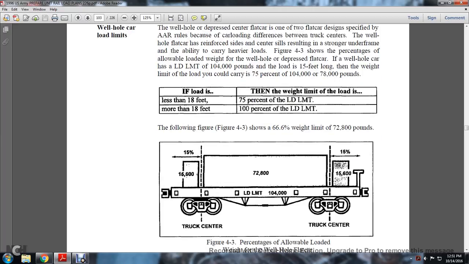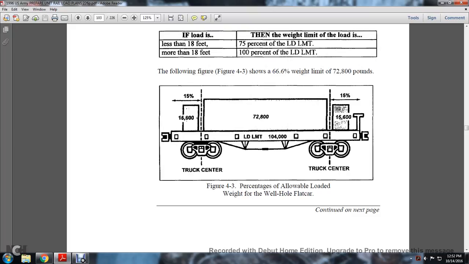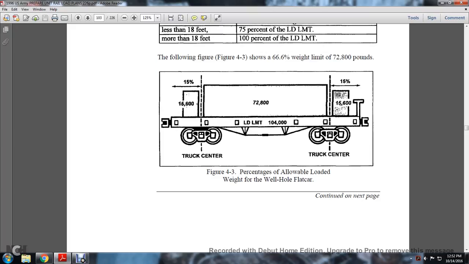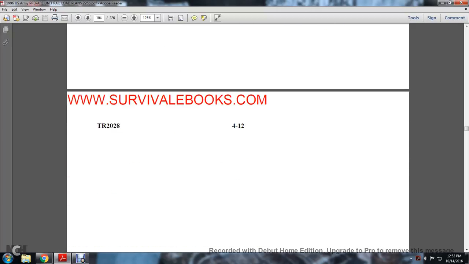Following Figure 4.3, 66% of the weight limit is 72,800 pounds. This shows 17,800 pounds in the center, with 15% off the center still of the truck centers at 15,600 pounds, 15%. Percentage is the allowable load weight on the well hole flat car. Continued.